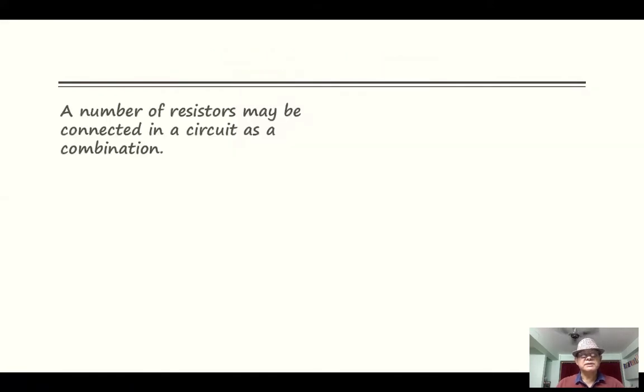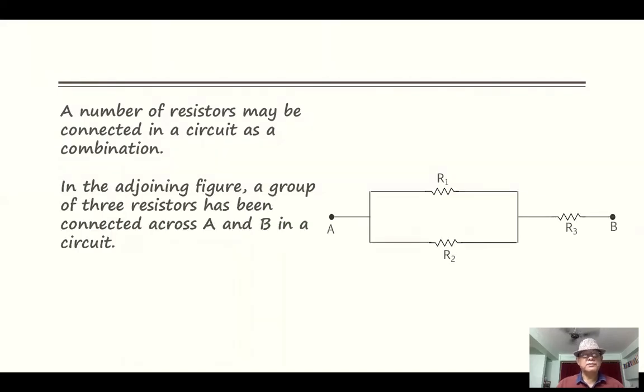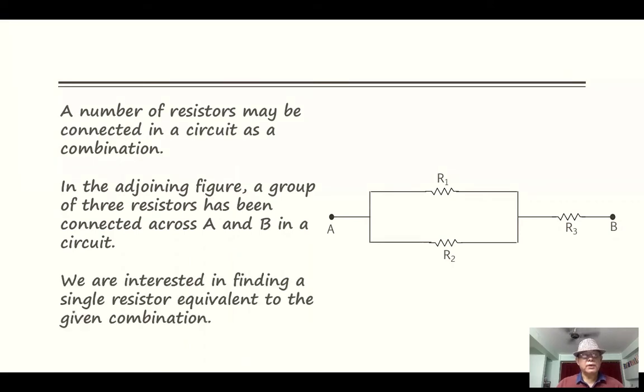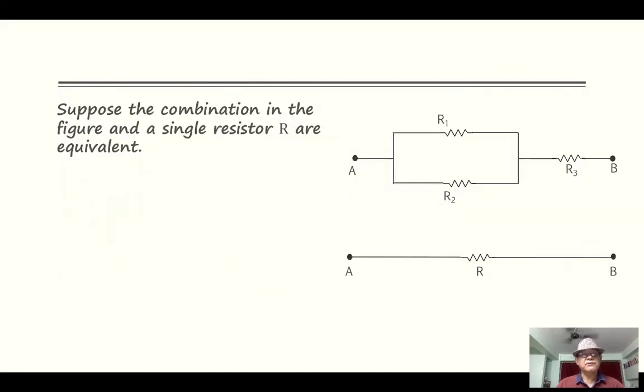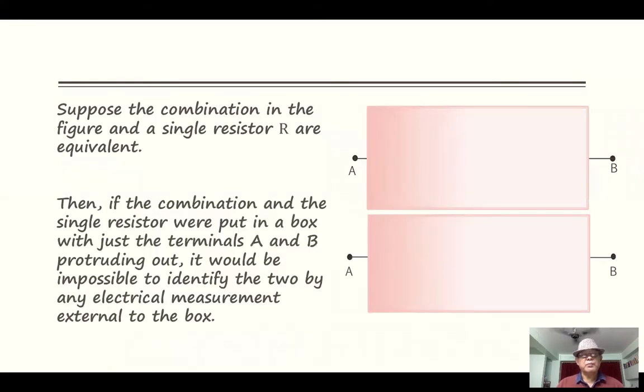A number of resistors may be connected in a circuit as a combination. In the adjoining figure, a group of 3 resistors has been connected across A and B in a circuit. We are interested in finding a single resistor equivalent to the given combination. Suppose the combination in the figure and a single resistor R are equivalent. Then, if the combination and a single resistor were put in a box with just the terminals A and B protruding out, it would be impossible to identify the two by any electrical measurement external to the box.